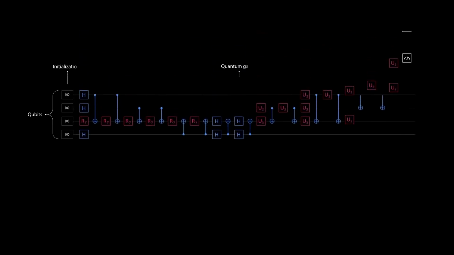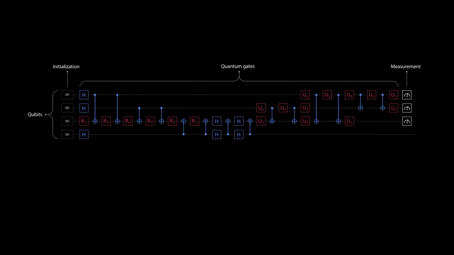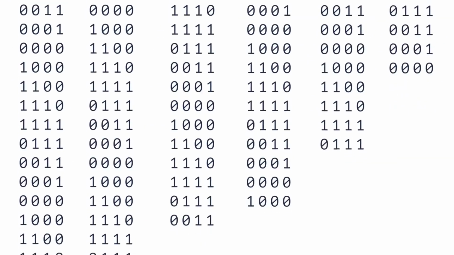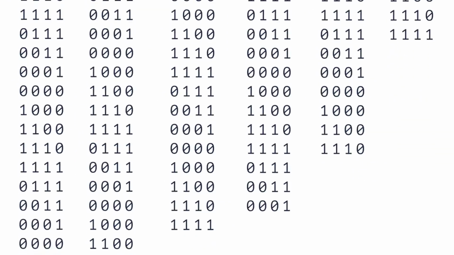To perform computations, quantum algorithms use quantum gates, which are operations that manipulate the state of qubits. These gates can be used to create superposition and entanglement, and to perform measurements on qubits. The outcome of a measurement on a qubit collapses its state into one of the basic states 0 or 1.